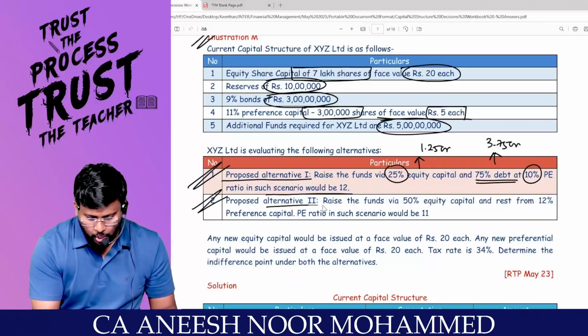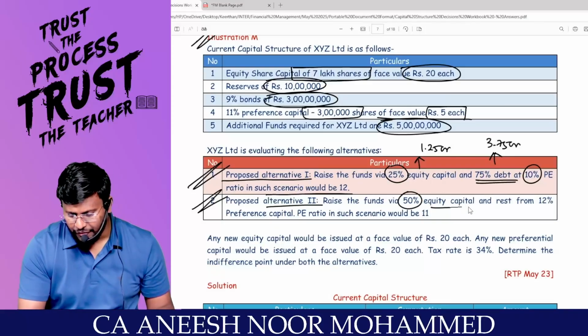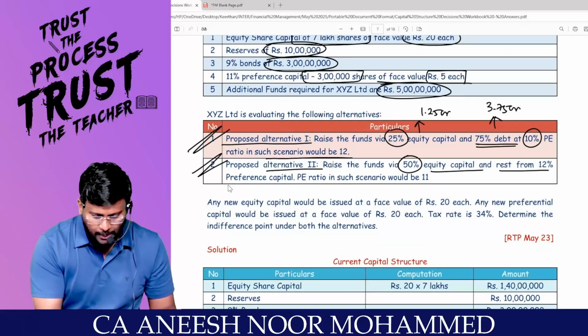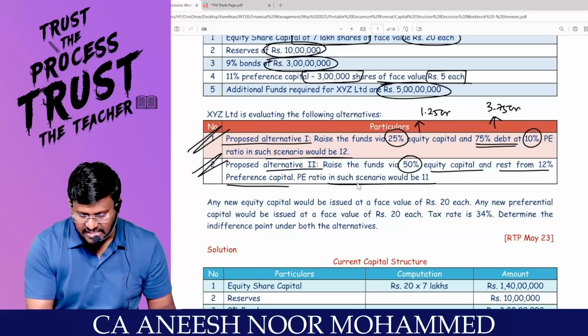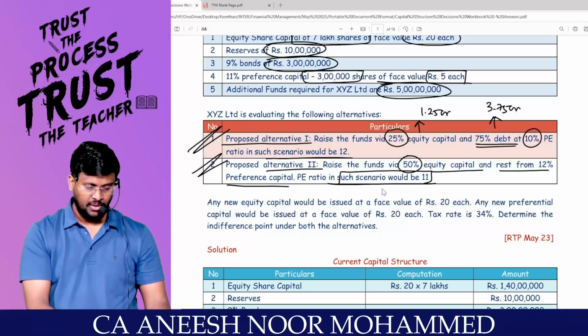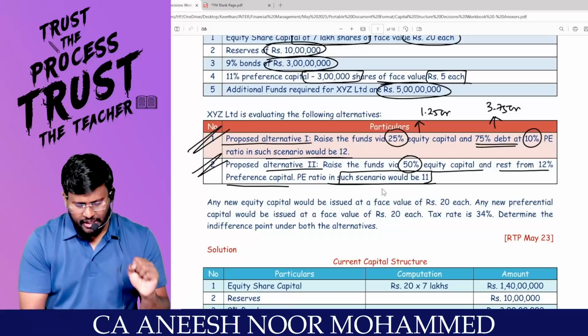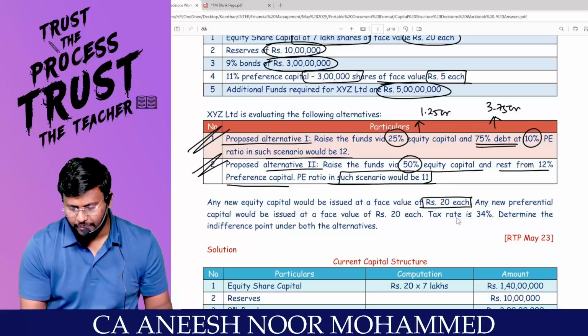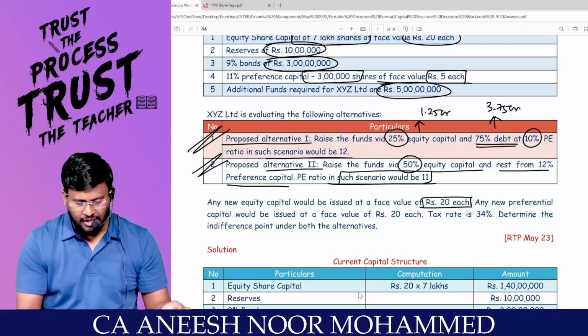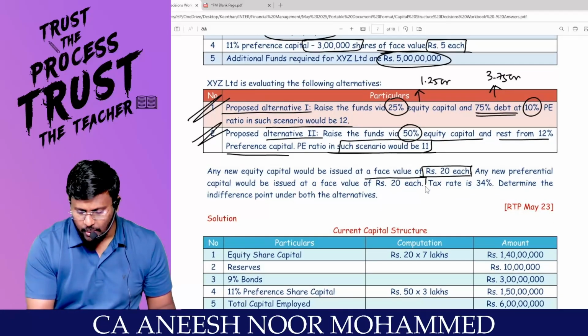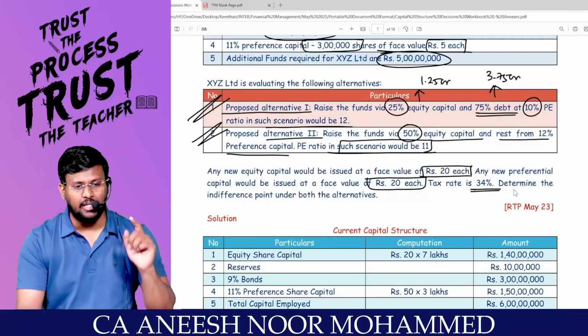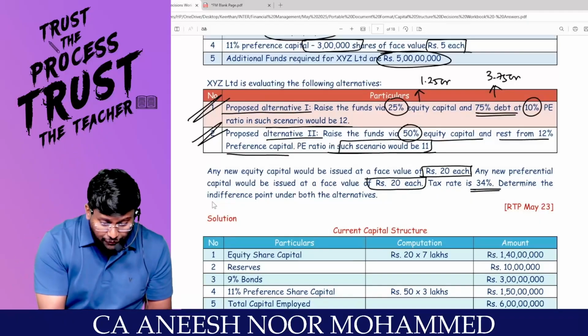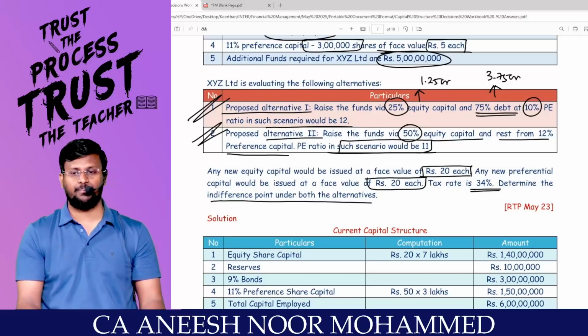Proposed alternative number 2: raise the fund via 50% equity and the rest from 12% preference shares. PE in such a scenario will be 11. Any new equity share would be raised at a face value of 20, and any new preference share will be issued at a face value of 20 each. Tax rate is 34%. Determine the indifference point under both the alternatives.